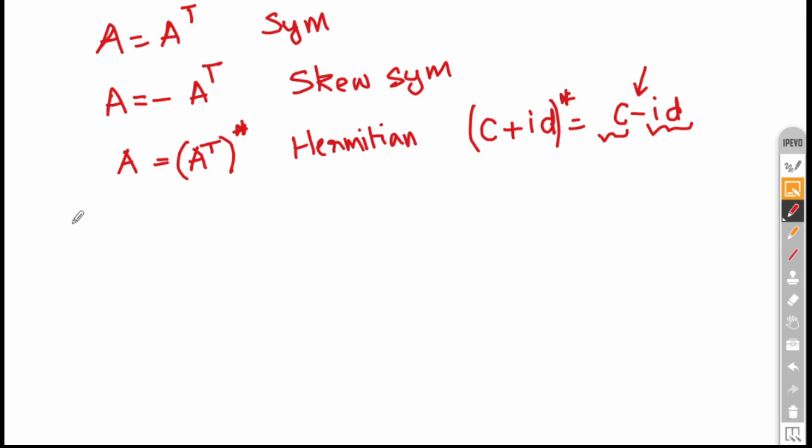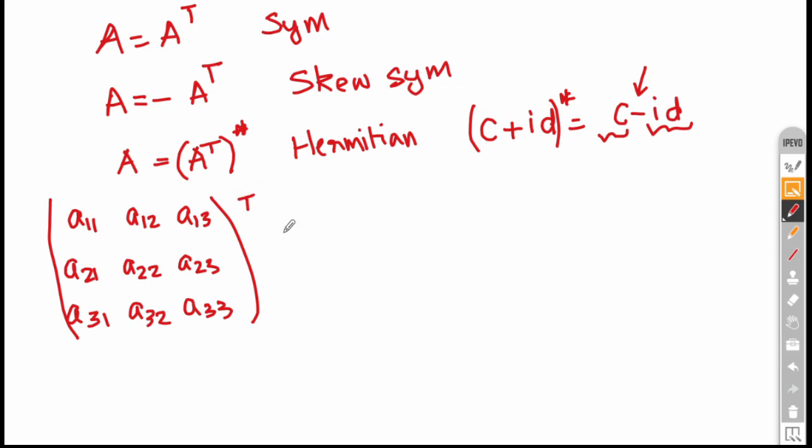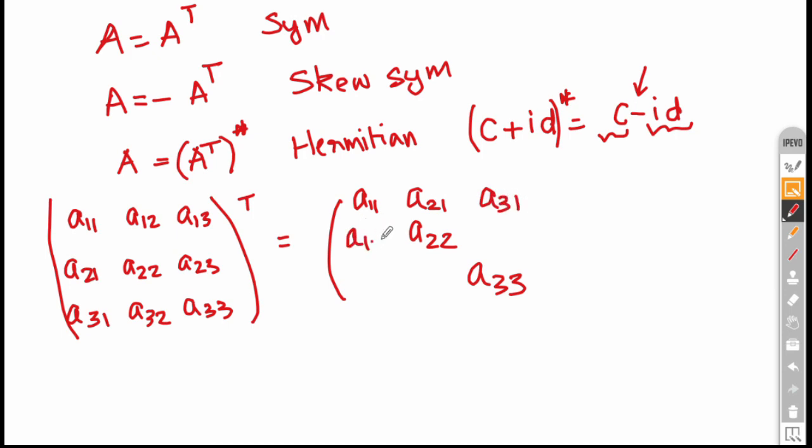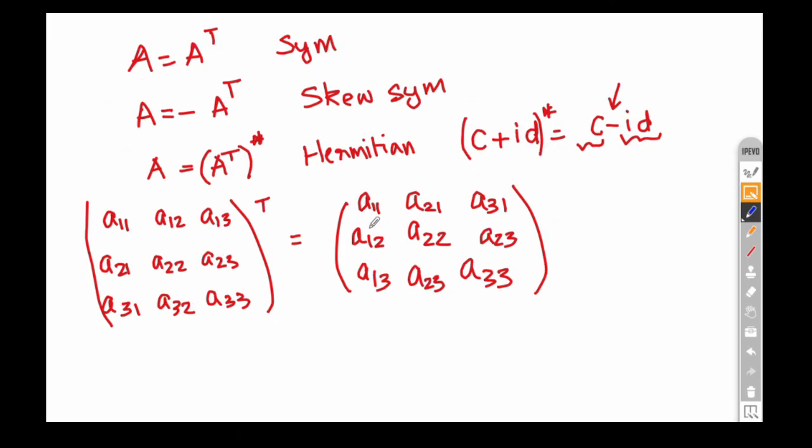So let's take an example. When you have the A matrix as A11, A12, A13 and so on, its transpose would be one where the values of 2,1 and 1,2 have interchanged, and 3,1 and 1,3 have interchanged, and 2,3 and 3,2 have interchanged. Remember, the diagonal remains the same.